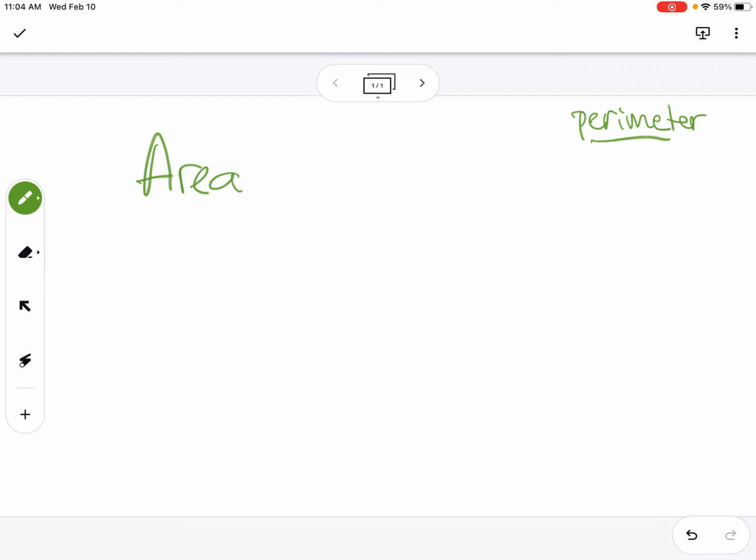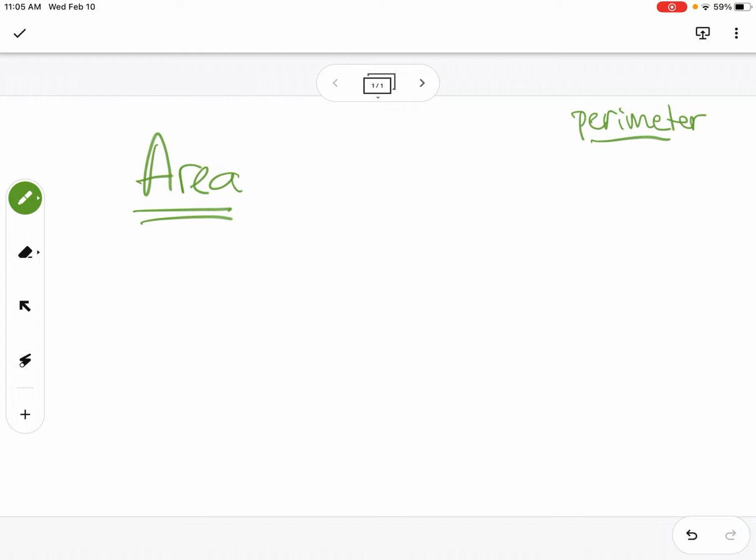And you might notice I'm emphasizing two words there. The distance, number one word, around the outside of a shape. In this video, though, we're going to talk about area. So area is another term that we use outside of math. So let's just think of an example.